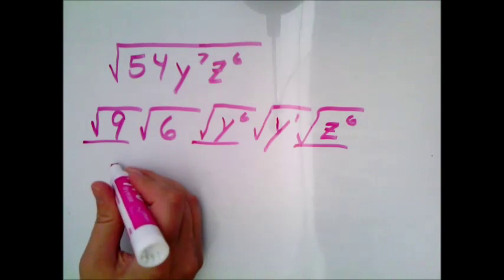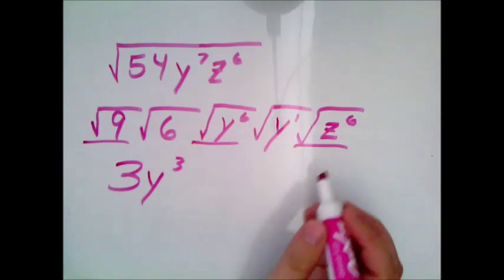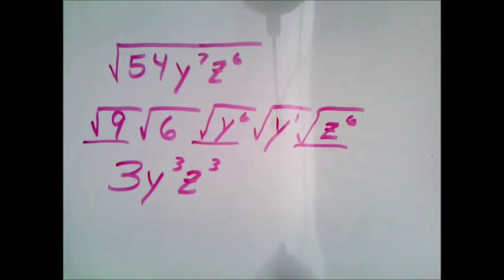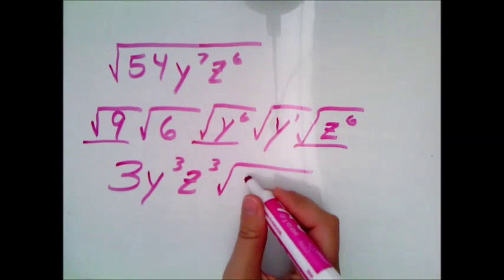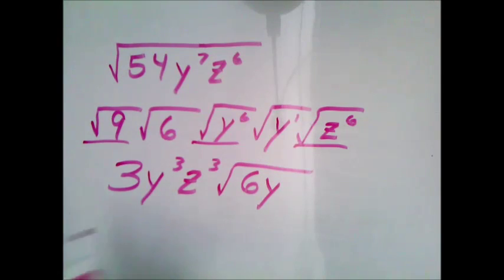So square root of 9 is 3. Square root of y to the 6th is y to the 3rd. Square root of z to the 6th is z to the 3rd, because it's what can I multiply by itself to give me that. And then think, well, what's trapped under the square root? Everything that's not underlined. So 6 and y.